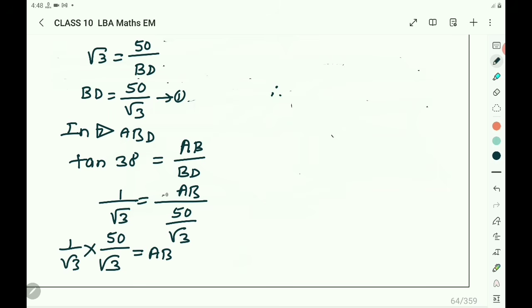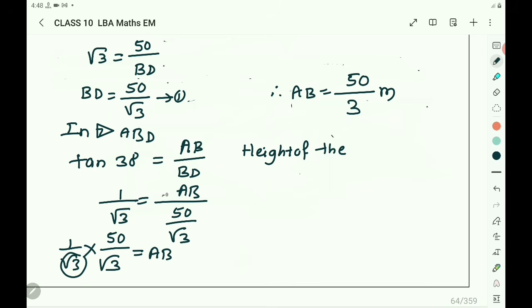Therefore, AB equals root 3 into root 3. Root 3 into root 3 is 3. 1 into 50 is 50. Root 3 into root 3 is 3. You get 50 by 3 meter. Then you write height of the building AB equals 50 by 3 meter.